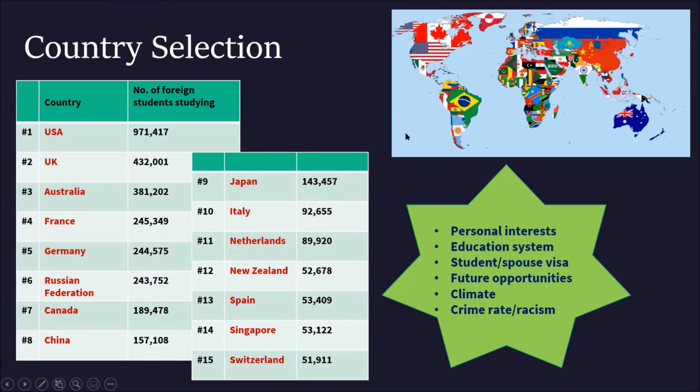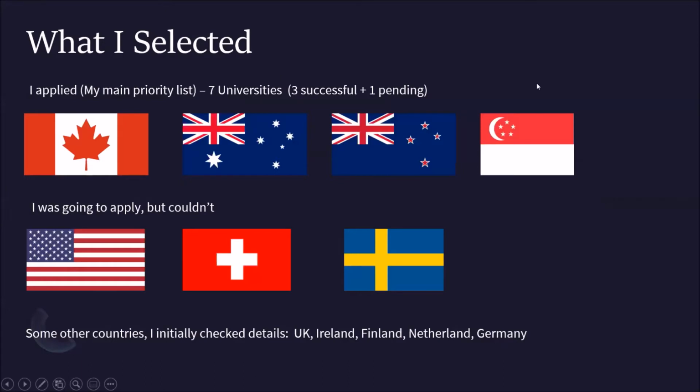With that, I have listed my countries. These 4 countries were in my priority list. I applied to 7 universities, and 3 were successful and 1 was still pending. For these 3 countries, I was going to apply, but I couldn't due to time constraints. Also, for some of these European countries, I checked their requirements and their process, but I didn't make any applications.